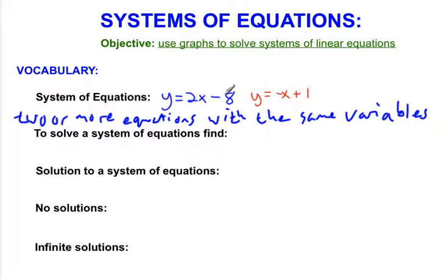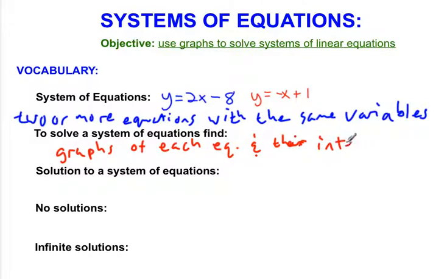All right, well, let's check back. To solve a system of equations, what do we find? We find the graphs of each equation and their intersection, the intersection being the coordinate where they cross. Now, the solution to the system of equations would be an ordered pair or coordinate, an x and a y value at the same time. So when we solve for a system of equations, we end up finding both x and y. The solution is a coordinate x, y.